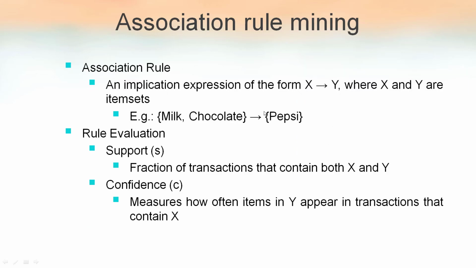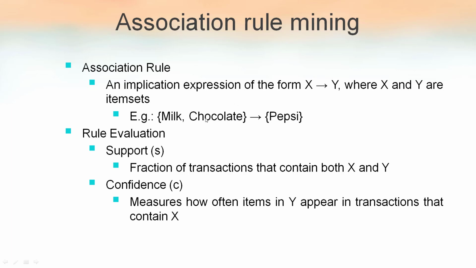Association rule. Here, an association rule is represented by X implies Y, where X and Y are item sets. Example, milk, chocolate and Pepsi.